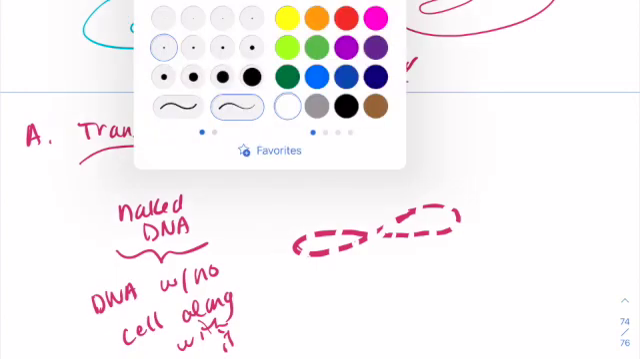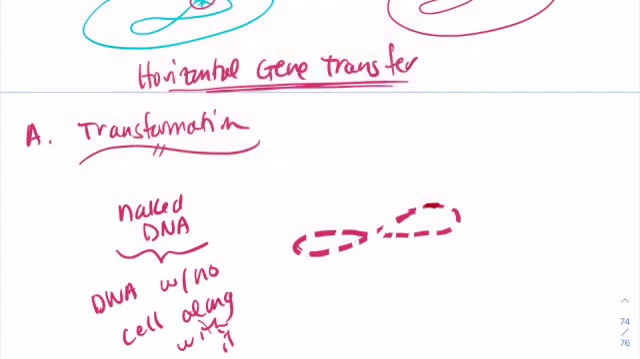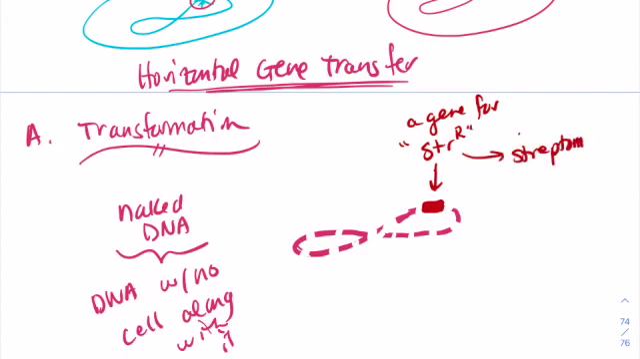So let's say, for all intents and purposes, that there is this little piece of DNA here that is left over from a bacterial cell. And let's say that on this little piece of DNA there is a gene for streptomycin resistance, some sort of antibiotic resistance. This little thing that I'm putting in here stands for streptomycin. It's an antibiotic, and that capital R stands for resistance.